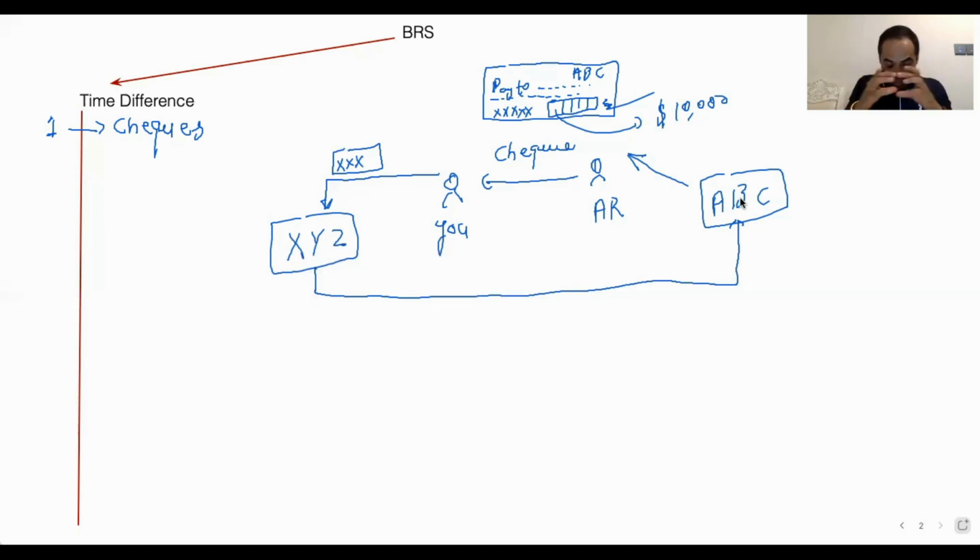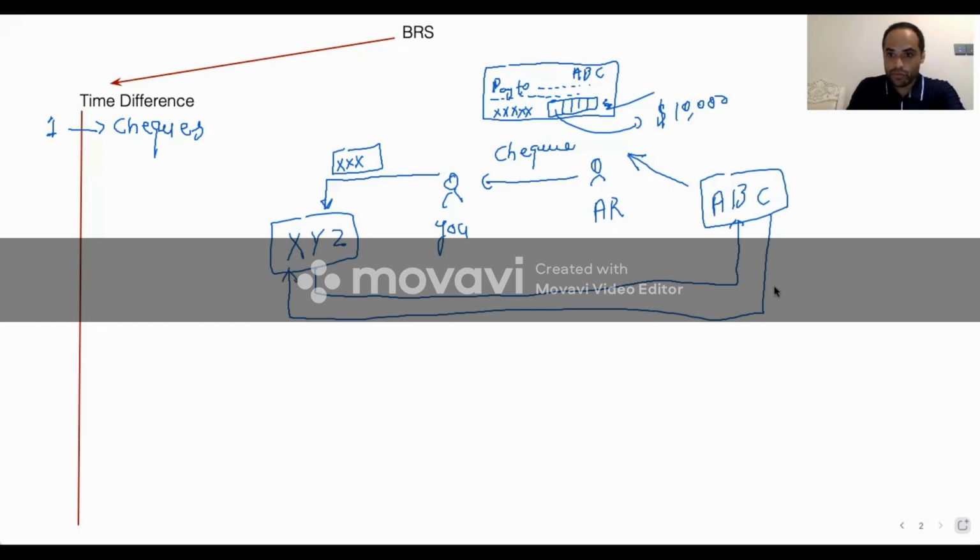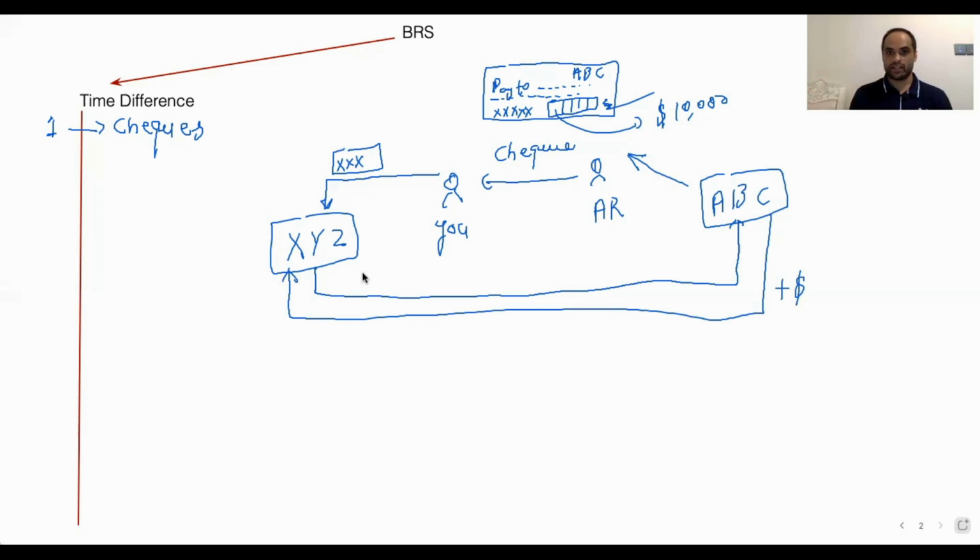They look at the check and they open the bank account of this person. So ABC Bank will open the bank account of this person and transfer money to your account, right? Transfer money to your account, which is $10,000. So this is basically the process of receiving a check.